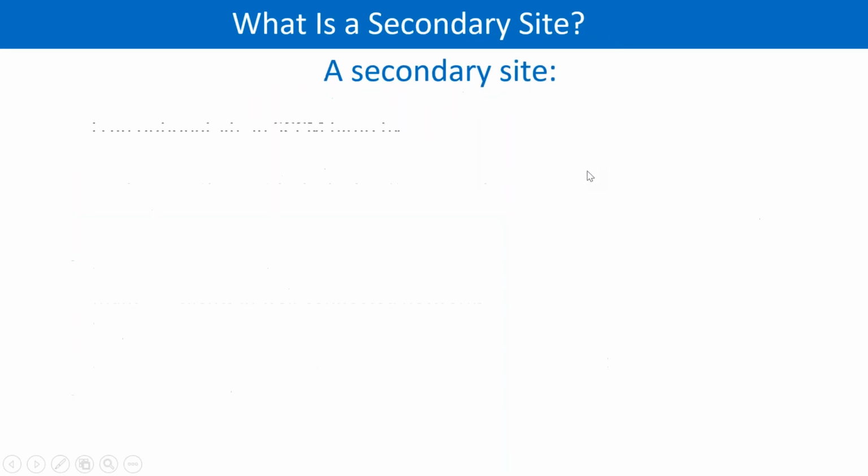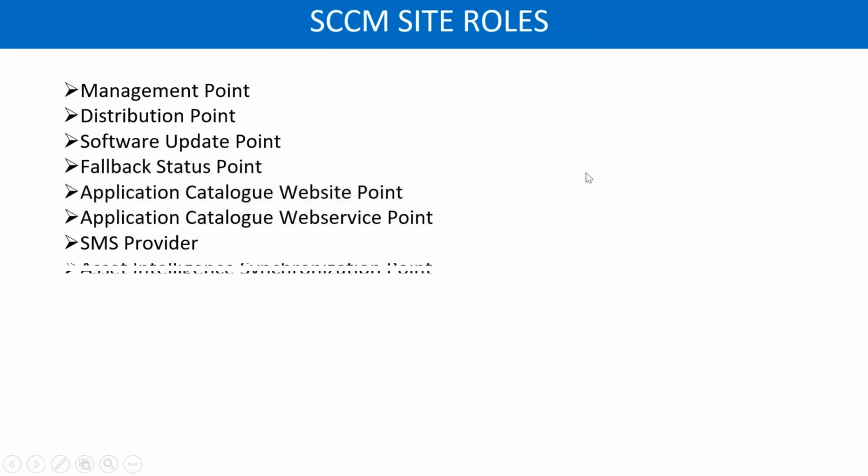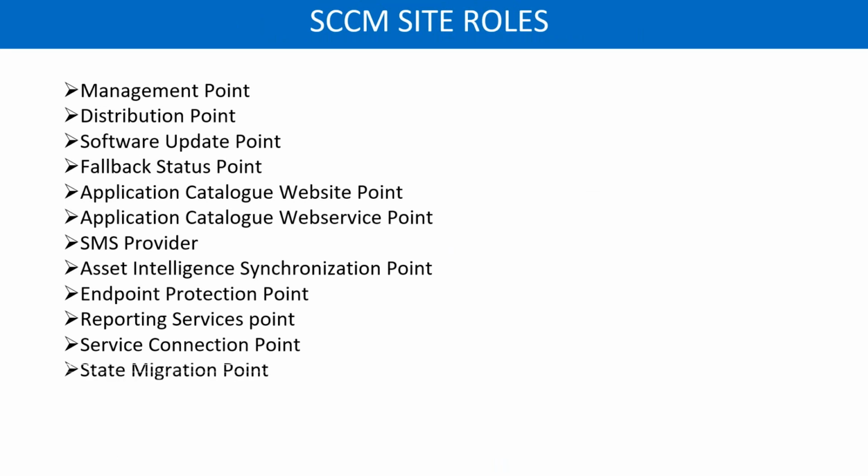Kasif, I just want to ask. What is the major difference between the CAS and the primary site? Is it only the number of supported devices that it can give to the primary? Is it just a number? That is the difference between the CAS and the primary site?